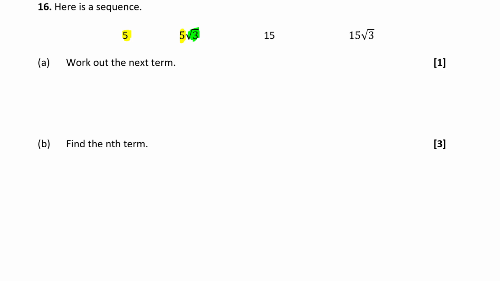So what we've got here is that we are getting the next term by multiplying the previous one by root 3. So 5 times root 3 is 5 root 3. 5 root 3 times root 3 is 5 times 3, which is 15. And 15 times root 3 is 15 root 3. What we're going to get for the next term, if I multiply this by another root 3, then that root 3 and that root 3 are going to combine together to give you 3. And 15 times 3 is 45. So the next term is going to be 45.